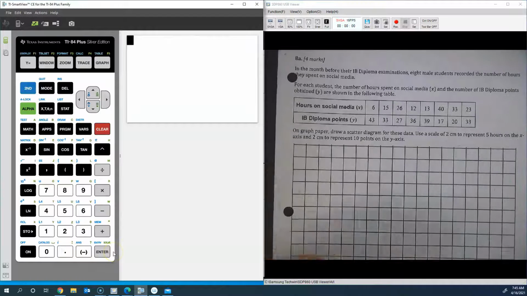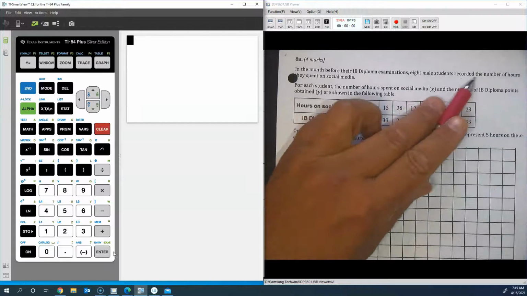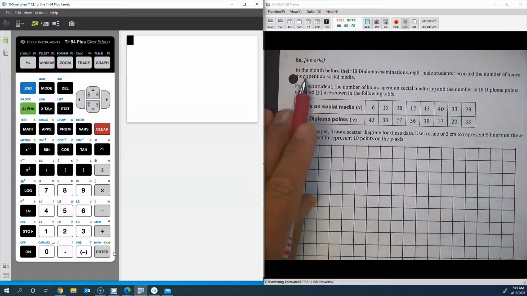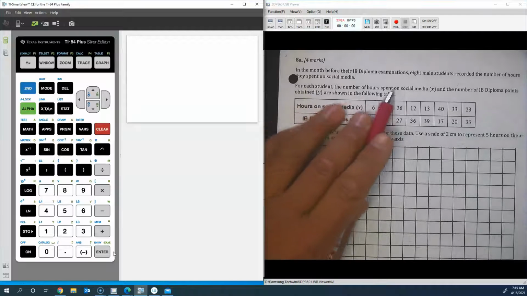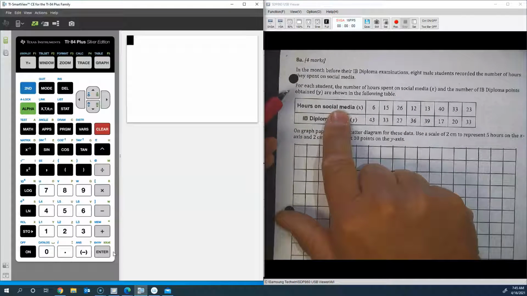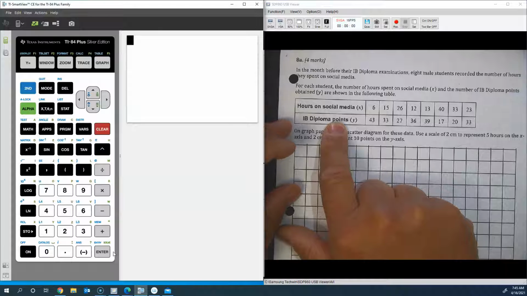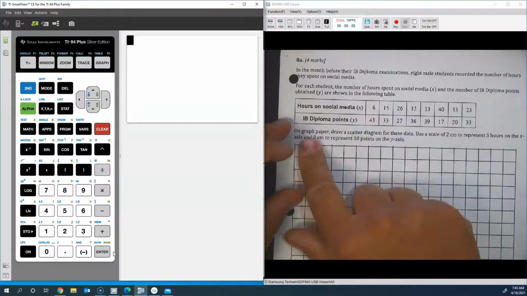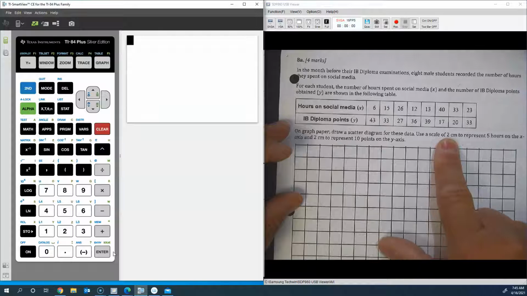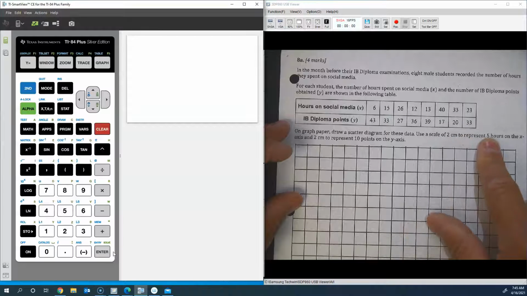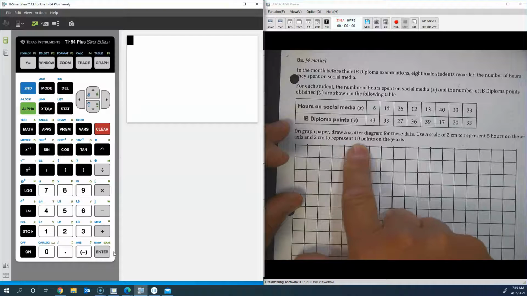In the month before their IB exams, 8 male students recorded the number of hours they spent on social media. For each student, the number of hours on social media, X, and the number of IB diploma points they earned is shown in this table. On a graph, draw a scatter diagram. Use the scale 2 centimeters to represent 5 hours on the X and 2 centimeters to represent 10 hours on the Y.